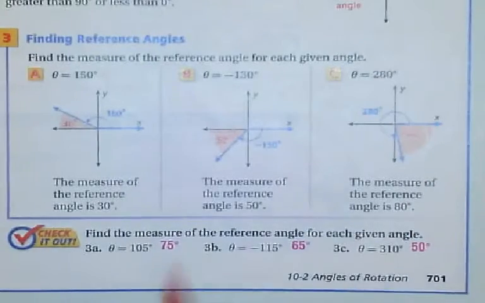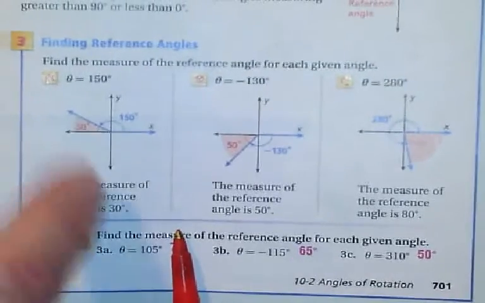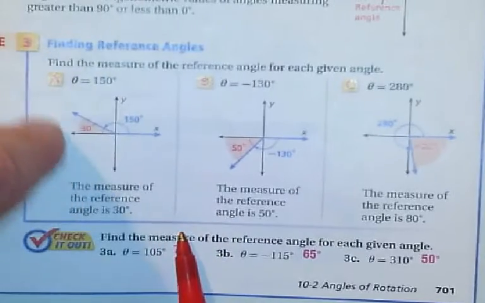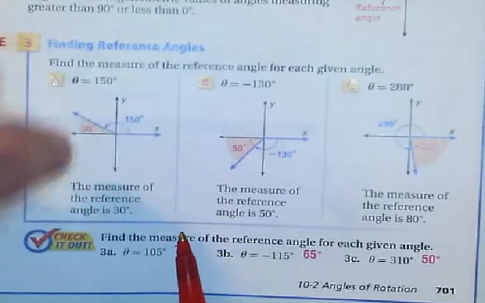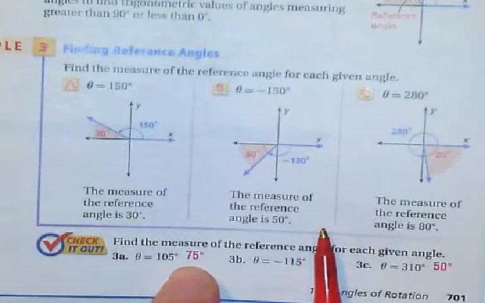I already told you the answer. I'll cover it up. 105. Well, 105 is over here somewhere. Right? It's bigger than 90. So I take 180 minus 105. 180 minus 105, that's 75.